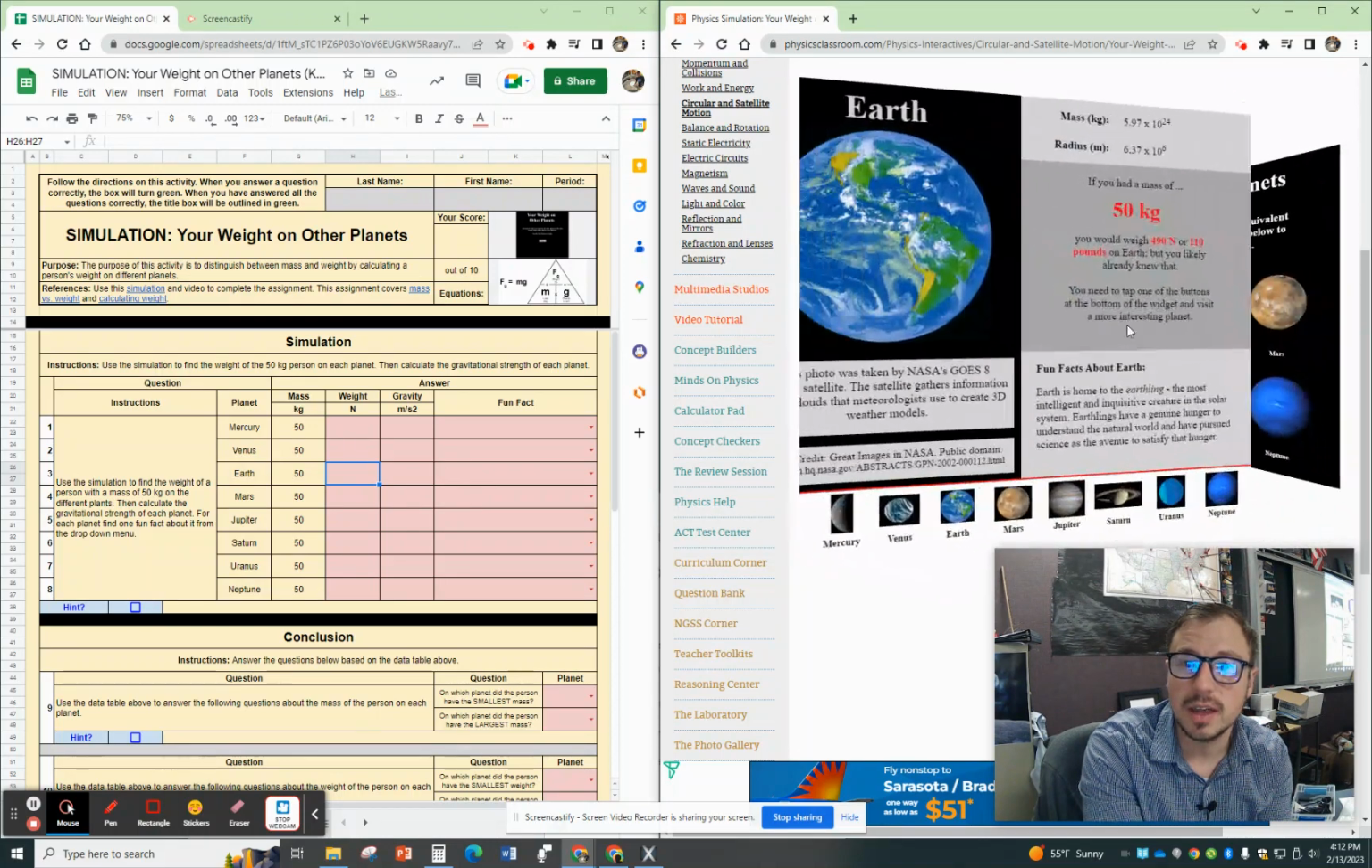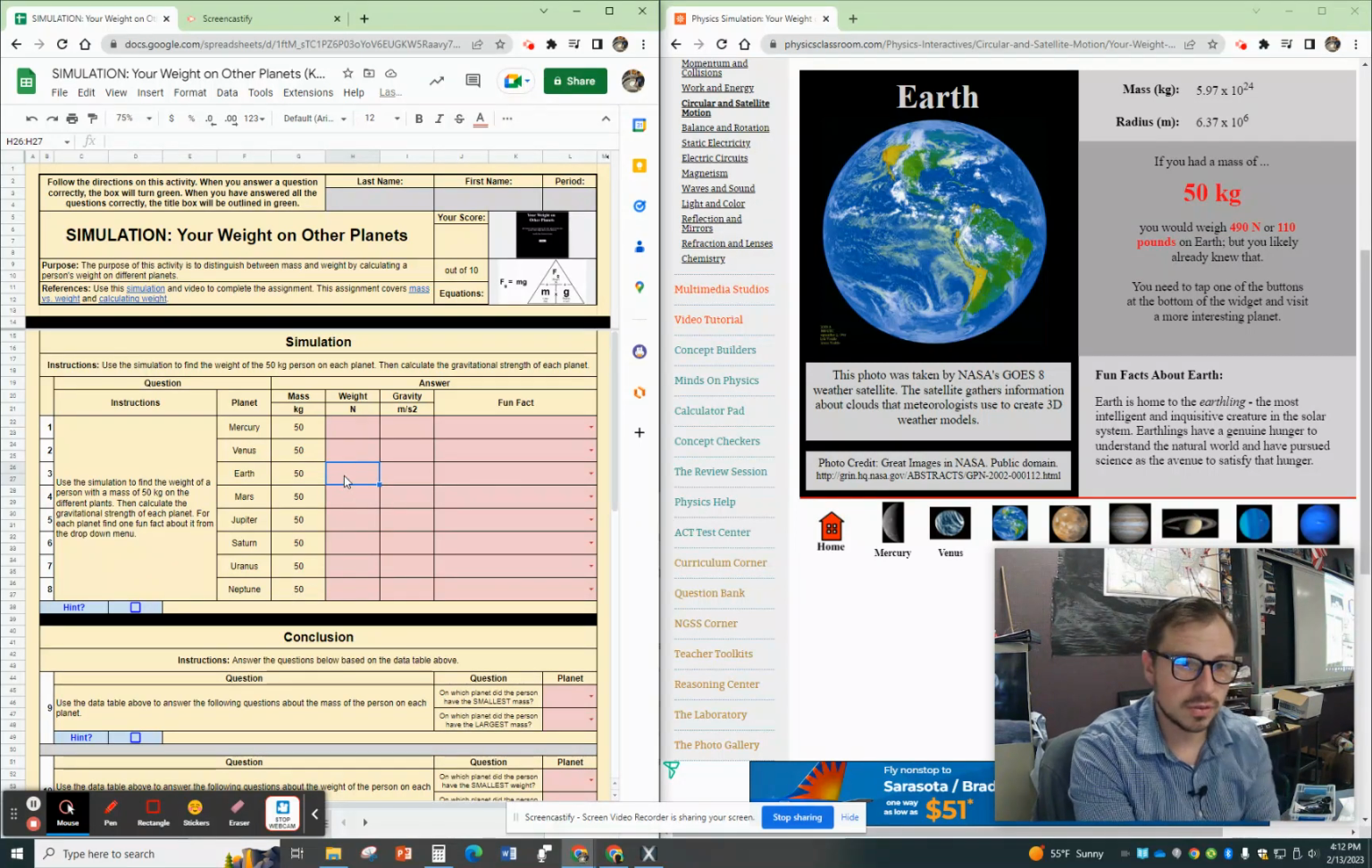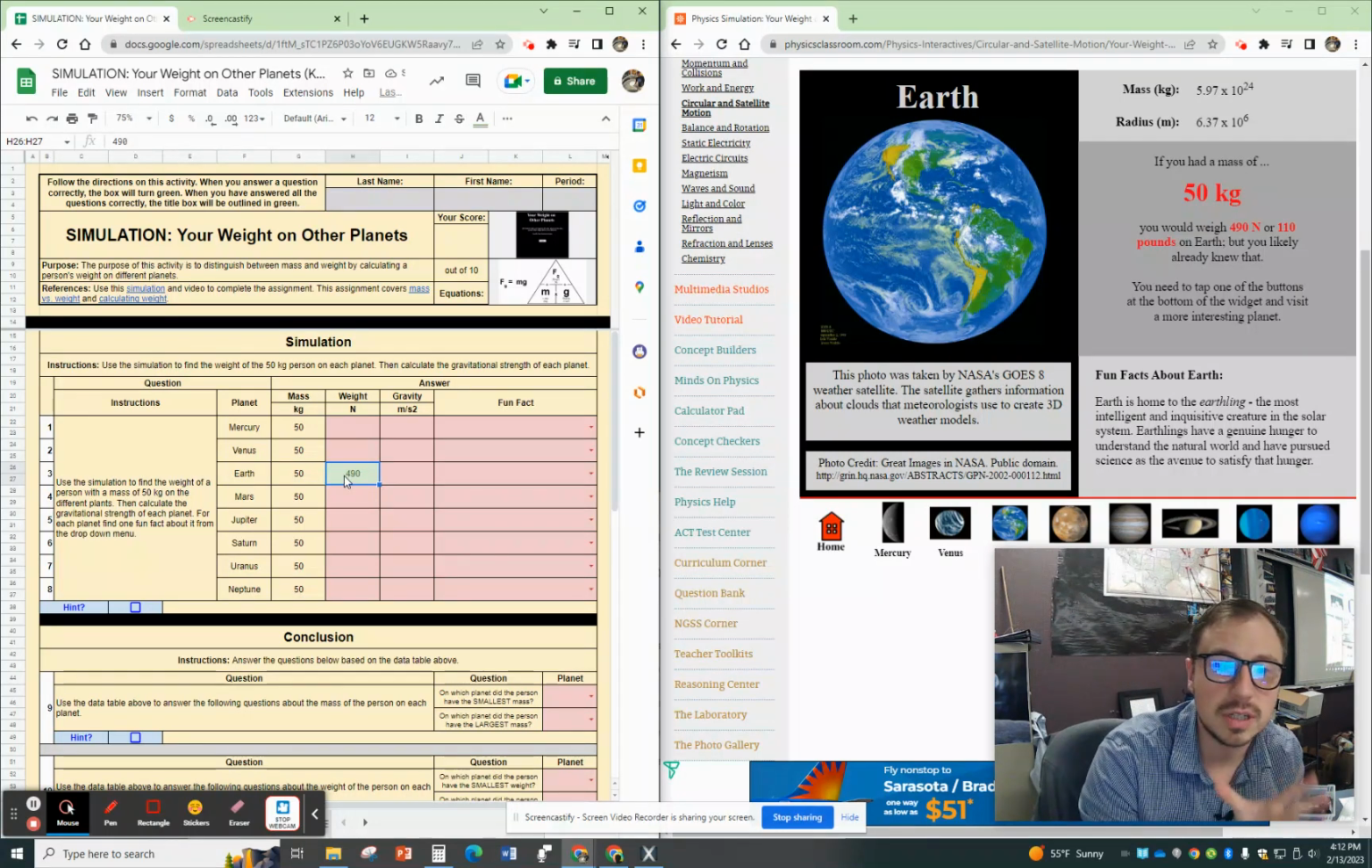So I click on Earth and it'll say, okay, if you had a mass of 50 kilograms, you would weigh 490 newtons. So that's what I'm looking for. I'm looking for newtons. 490 newtons. So it turns green, right? Because I want to make sure that you can get these. Don't put the unit, just put the weight there.